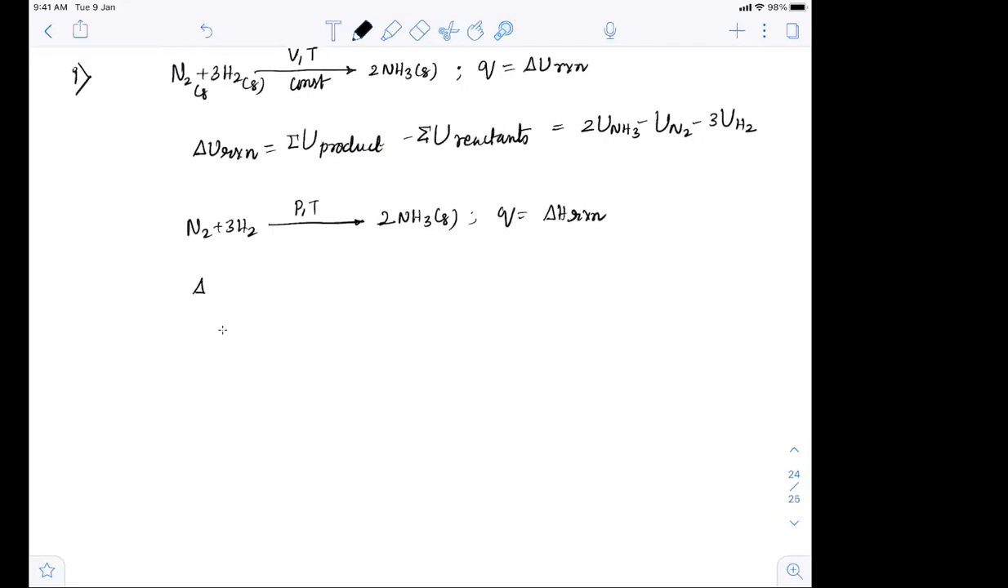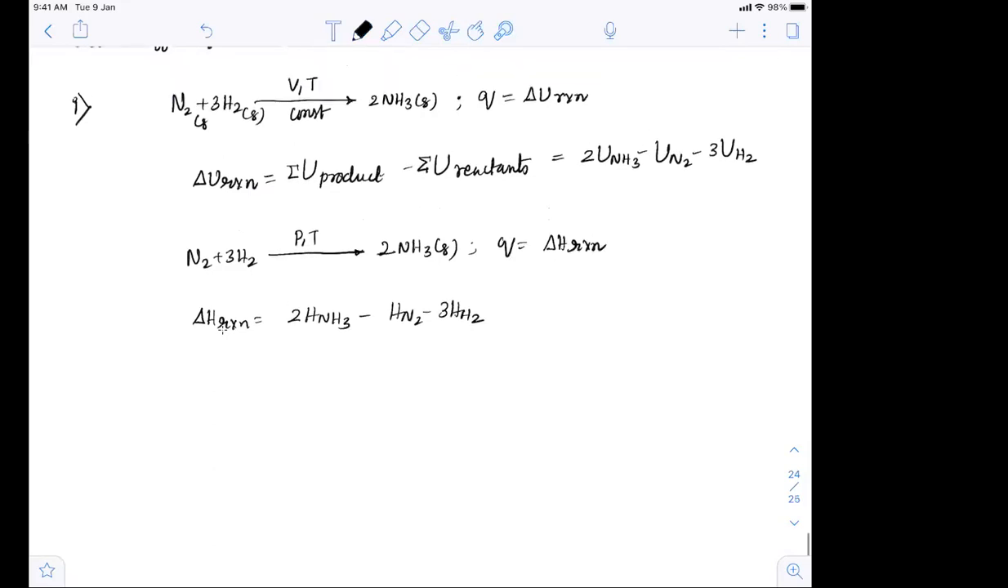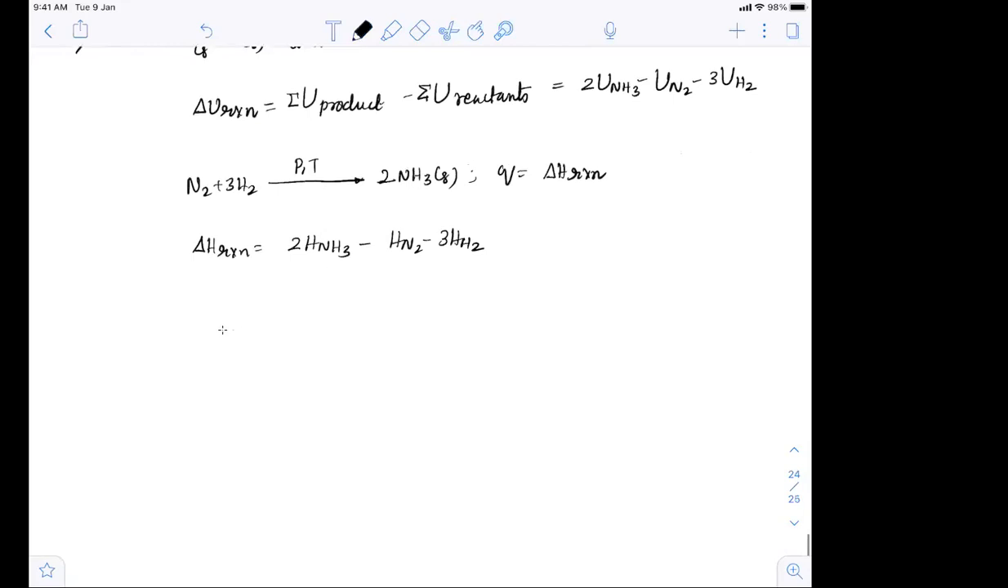So therefore, delta H of the reaction, we will write as 2 times enthalpy of ammonia minus enthalpy of N2 minus 3 times enthalpy of H2. This is how we write delta H of the reaction. At any point of time, you know that delta H of the reaction can be written as delta U of the reaction plus delta of PV. This is the generic formula.